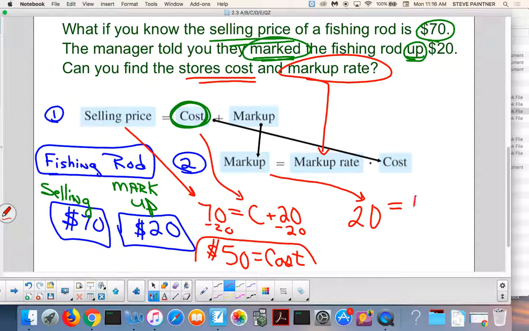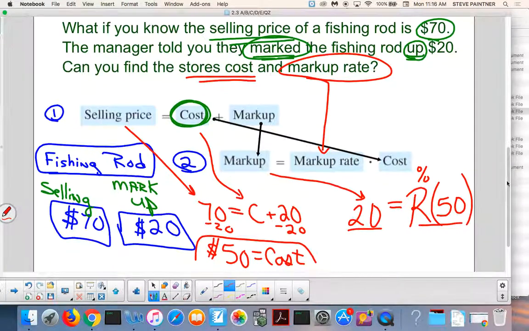And you took a percentage, because remember, that's just a percentage of what? The original cost of the fishing rod. 50. The original cost. Okay. You guys, it says right here, the cost, you, as a manager, paid 50. That goes here. You marked it up by taking a percentage of 50, and what was your markup? $20. So the question becomes, what percent did you mark it up? Divide both sides by what?